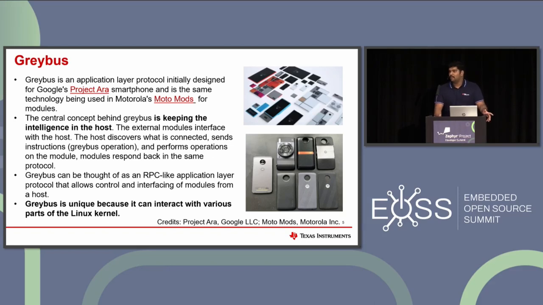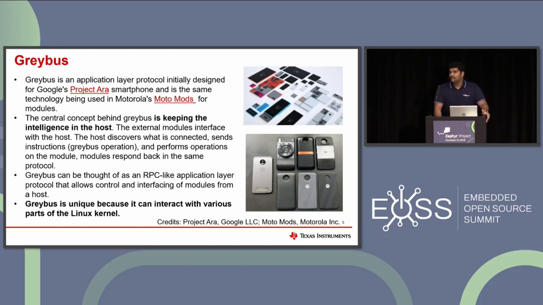So if you want a higher resolution camera, you plug it in, you get the camera. If you want a projector on your smartphone, you plug it in, you get that. Unfortunately, Project Ara smartphones did not reach the market. But something similar, the Motorola Moto Mods, actually was released to the market. It uses a similar concept. So we plug in modules, and we have our own customized smartphone. So how does this work? You just plug in a module, and it just appears on your Android phone magically.